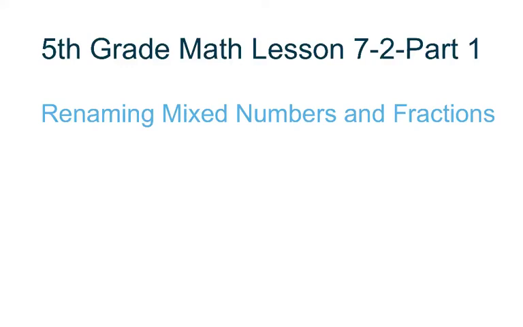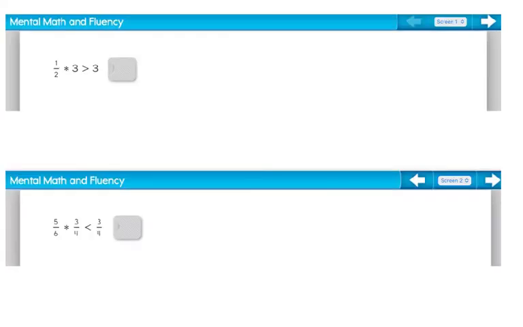In lesson 7.2, we're going to be working on renaming mixed numbers and fractions. We're going to start off with our whiteboard, a whiteboard marker, and we'll eventually get to our math journal. So, would you please number 1 to 2 on your whiteboard? And you are going to decide if each number sentence is true or false.